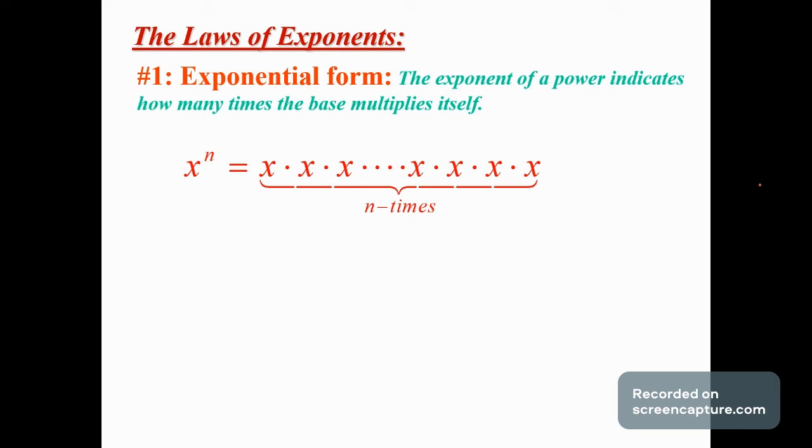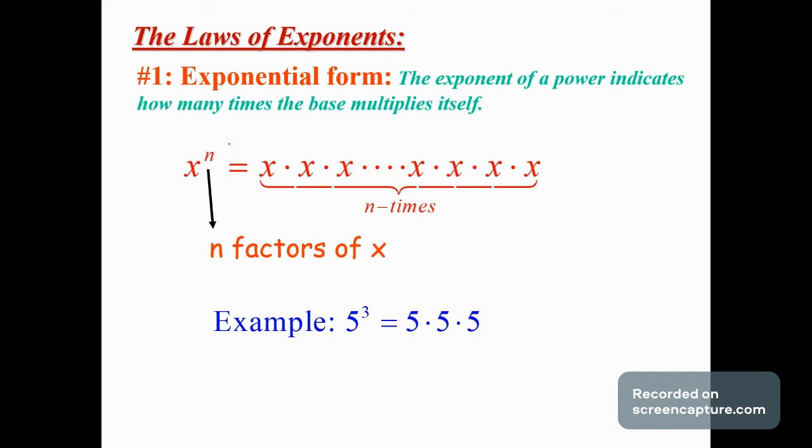Now, number one, the first law of exponent. In the exponential form, when we say x to the power of n, it only means that we are multiplying x by itself n times, x times x times x, until x. We don't know how many x there are, so that is n. So n factors of x. Just like in our earlier example, 5 cubed means we multiply 5 by itself 3 times, so 5 times 5 times 5.